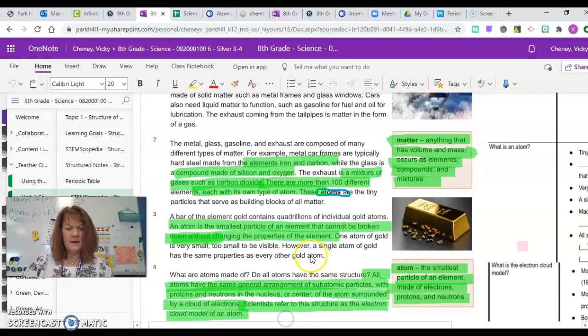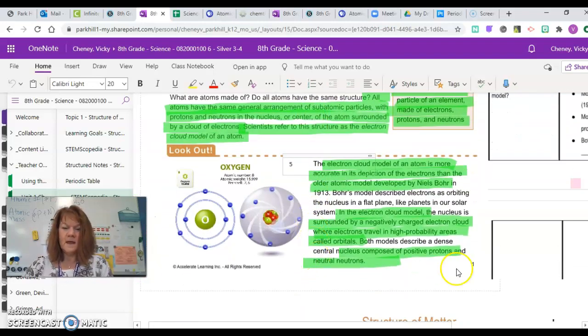Okay. Now, if I scroll down here, the electron cloud model of an atom is more accurate in its depiction of the electrons than the older atomic model over here. This is the older atomic model developed by Niels Bohr in 1913. If you think about it, that's pretty amazing that they could come up with a model like this. They didn't even have an electron microscope to be able to look through.